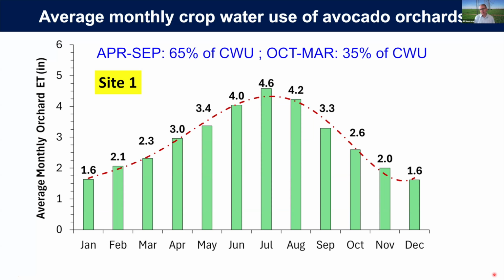65% of the total or seasonal avocado crop water use is happening between April and September. And about 35% of the crop water use is happening from October to March. So it means in fall and winter, avocado also needs a significant amount of water, about 35%. So specifically, if we have dry fall and winter, the irrigation management and scheduling is quite important at those times.